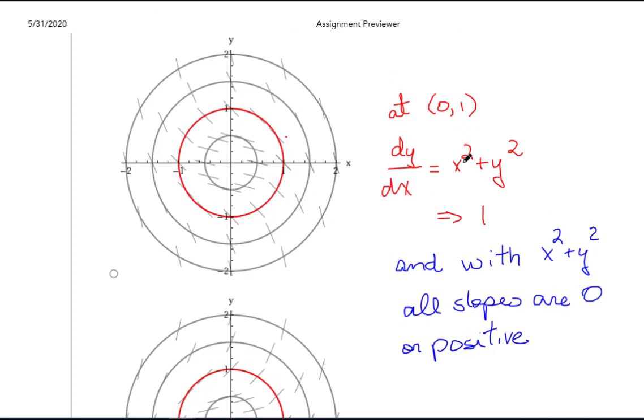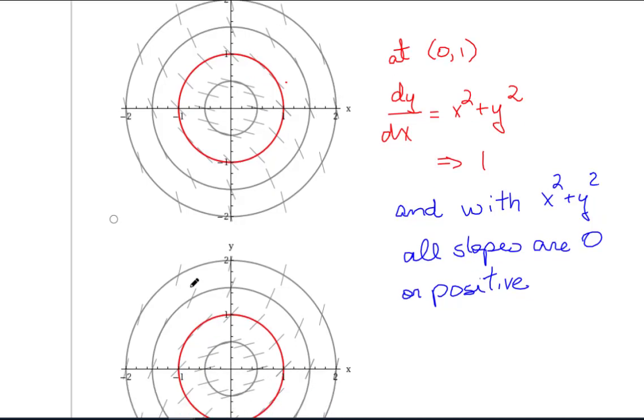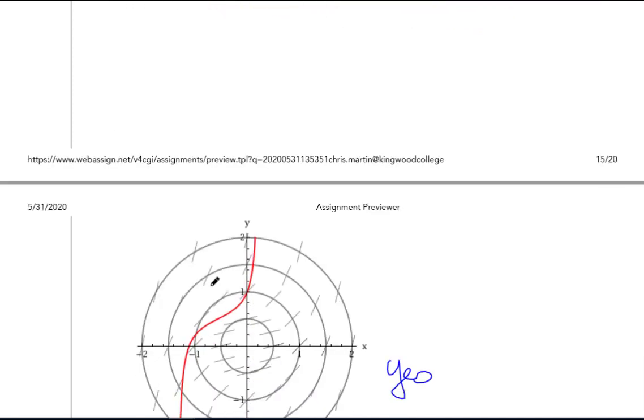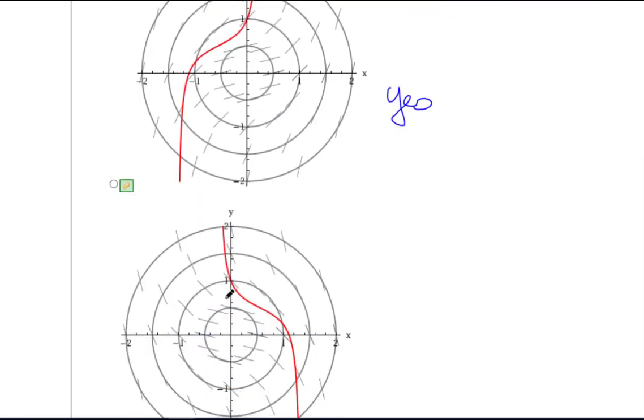Well, first off, when you have x squared plus y squared, it doesn't matter where you are in the plane, x squared plus y squared is always 0 or positive. So I can't have these negative slopes. Let's see. All of these seem to have positive slopes. That's a possibility. And these have negatives, so no.